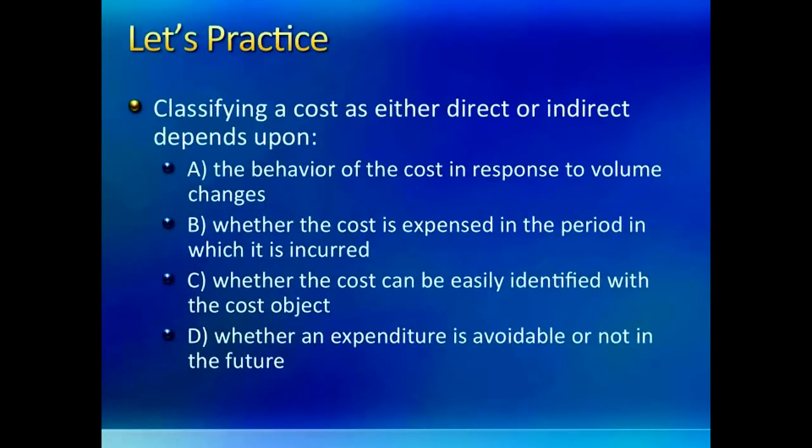Let us review quickly. The question is about how you would decide if a cost is direct or indirect. Remember, we said that if a cost can be easily identified or traced to the cost object, it is direct. Otherwise, it is indirect. So, C is our answer.